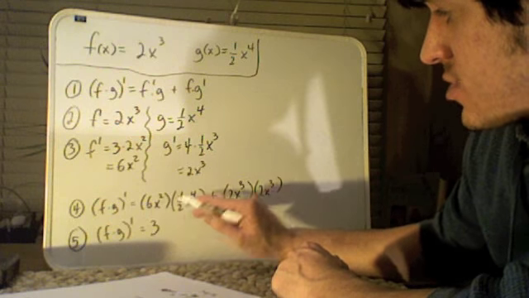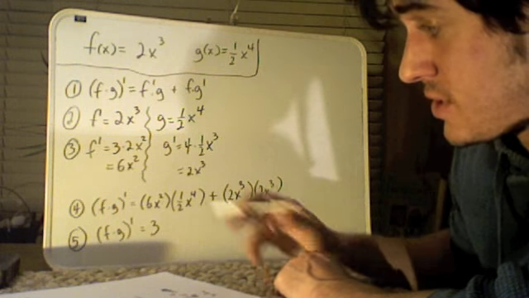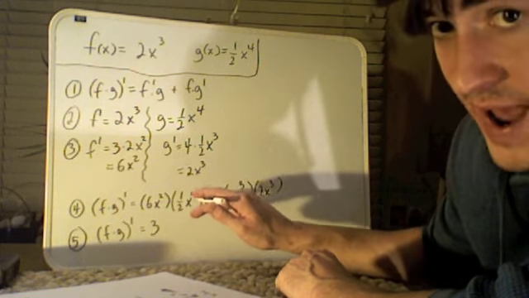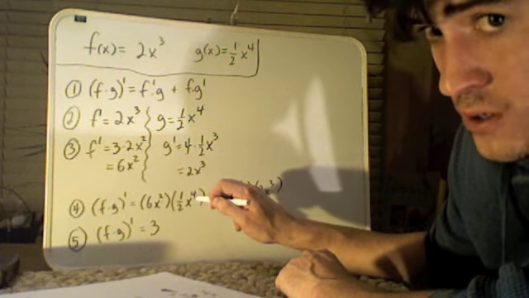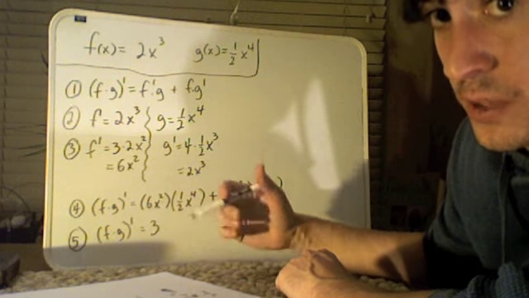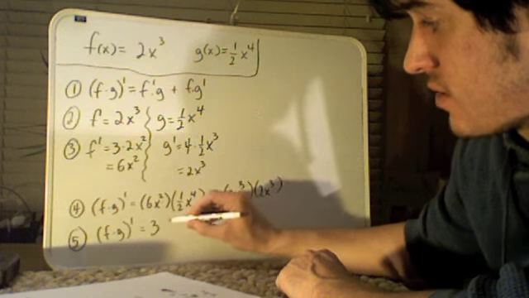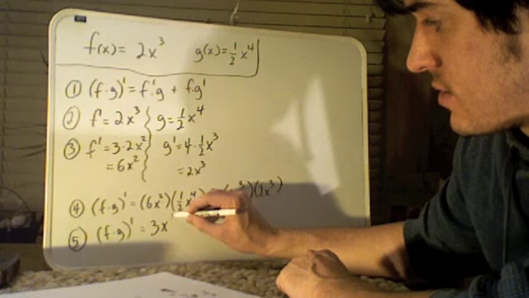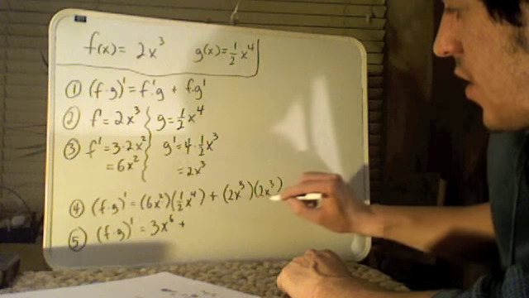Now you can do x squared times x to the 4th. If you know your rules for multiplying exponents, when you multiply exponents, you add them together. So x to the 2 times x to the 4 is x to the 2 plus 4. 2 plus 4 is 6. So x squared times x to the 4th is x to the 6th. Plus. Now we multiply these together.